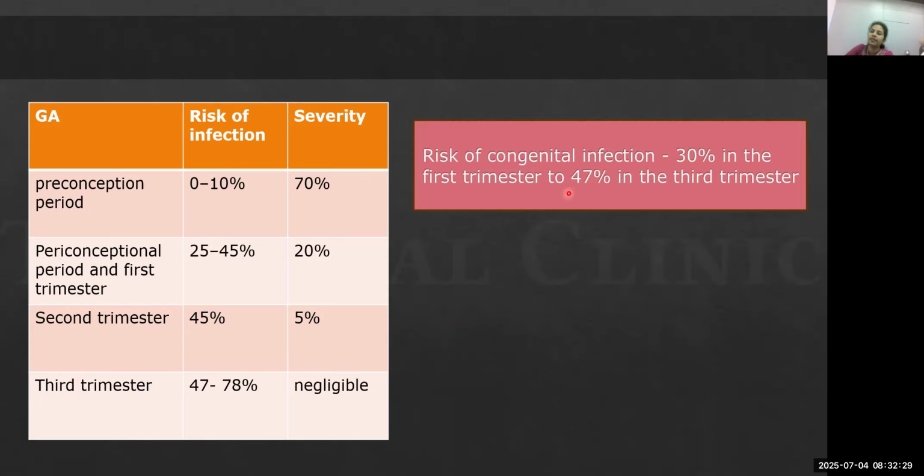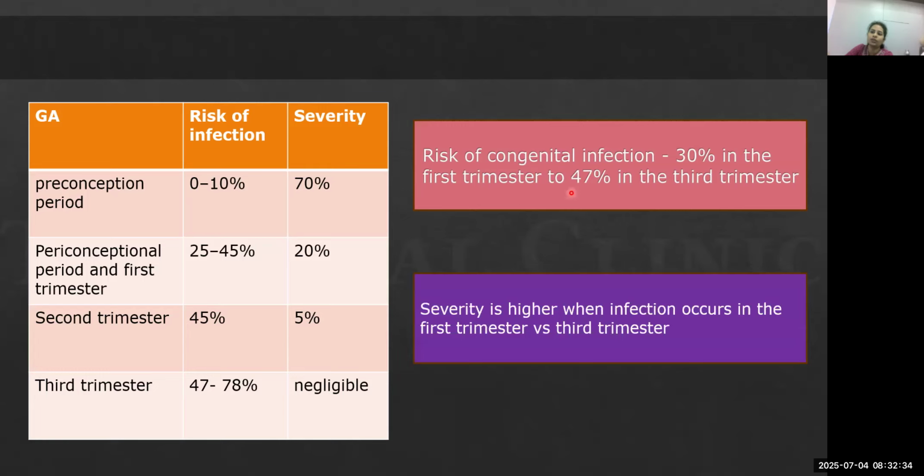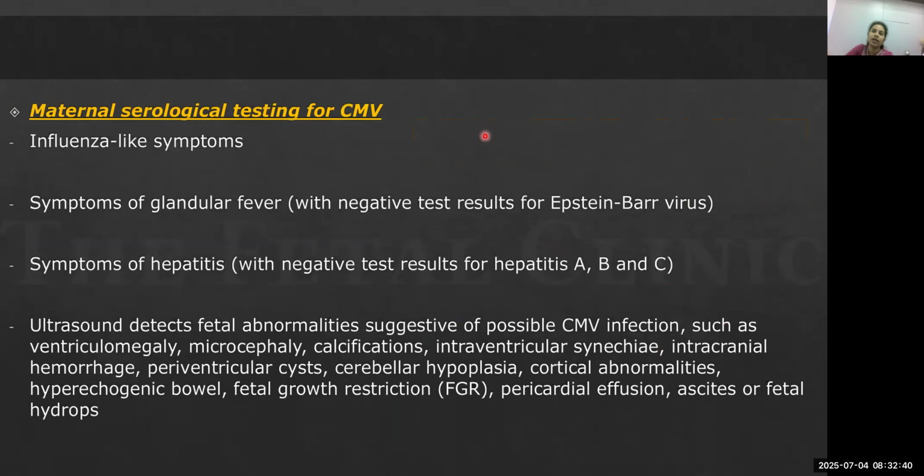So the risk of congenital infection, as I said, is around 30% in the first trimester to almost 47% in the third trimester, and severity is higher when it's in the first trimester compared to the third trimester.